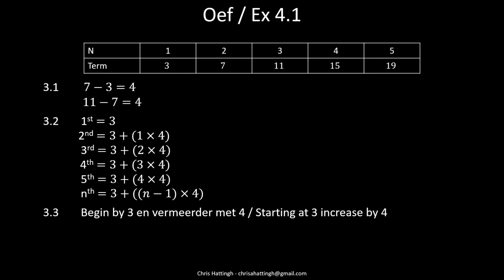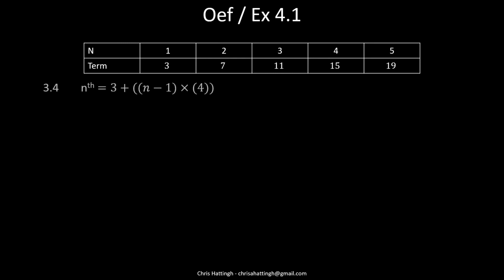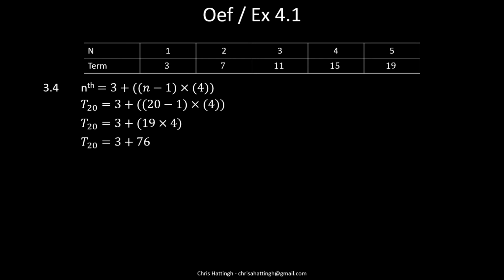Number 4, use your rule and calculate the 20th term. So you're going to take out the n and you're going to put in a 20. So that's going to be 3 plus 19 times 4. So it's 3 plus 76. So the 20th position will have a value of 79.